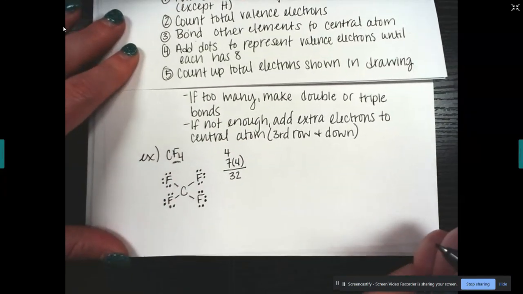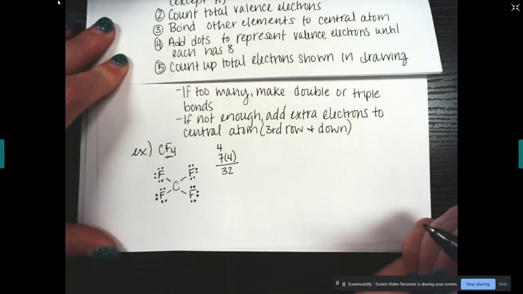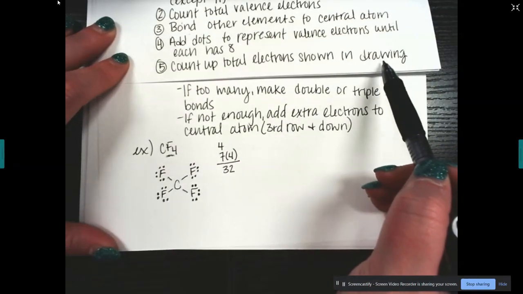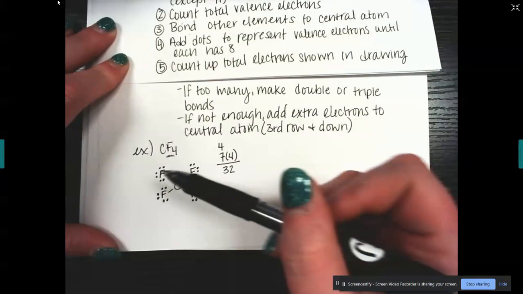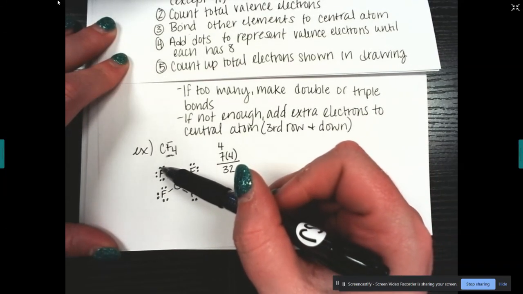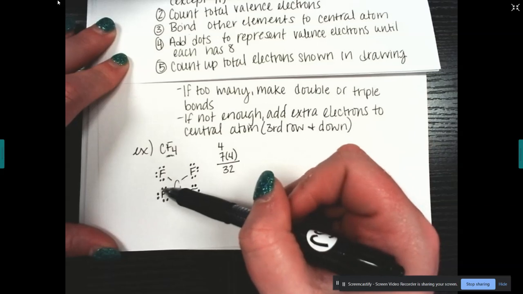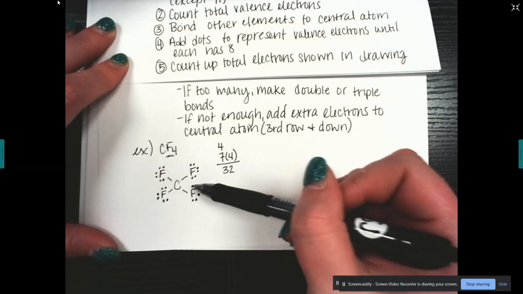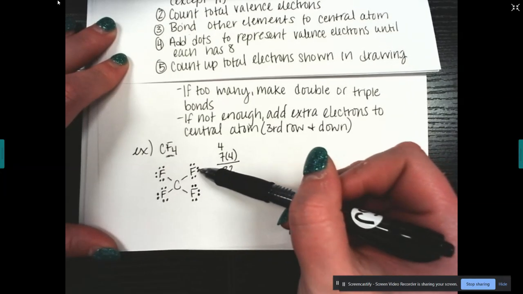All right. And so you wind up with something that looks kind of like that. And then my next step is to count up the total electrons shown in my drawing, because I've got to make sure that my drawing shows all 32. All right, so let's count them up. 2, 4, 6, and then your bond counts as another 2, so that's 8. 10, 12, 14, 16, 18, 20, 22, 24, 26, 28, 30, 32.